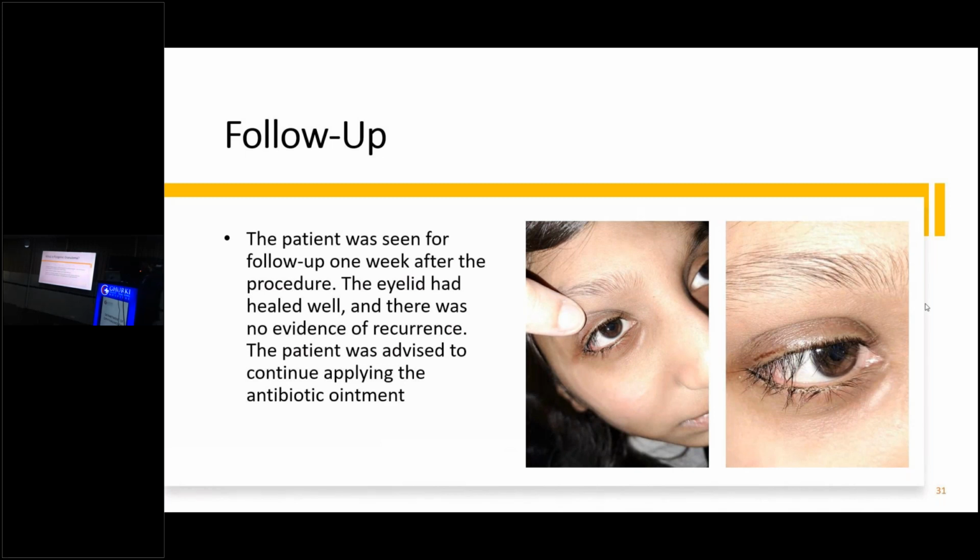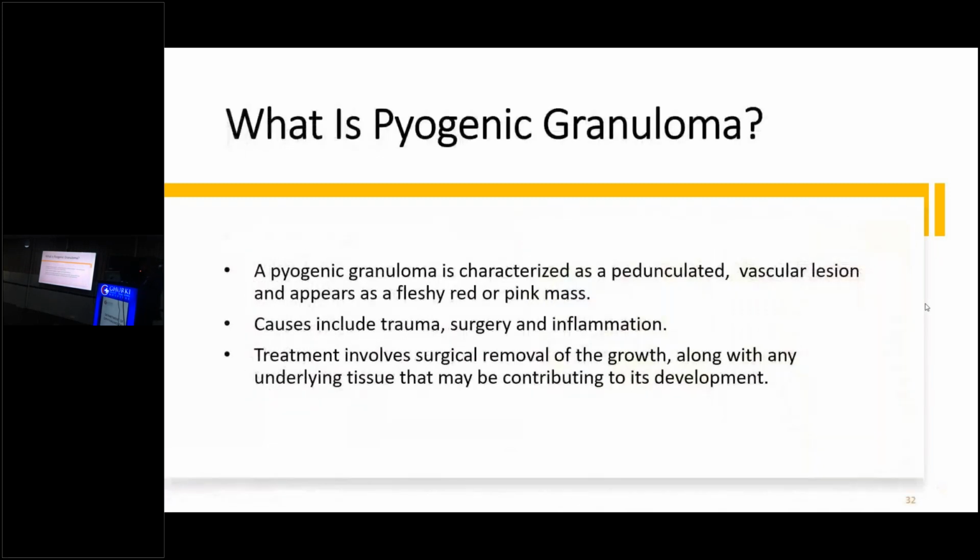So basically, what is a pyogenic granuloma? It is characterized as a pedunculated vascular lesion, and it appears as a fleshy red or pink mass. The causes may include trauma, surgery, and inflammation, and the treatment involves surgical removal of the growth along with any underlying tissue that may be contributing to its development.